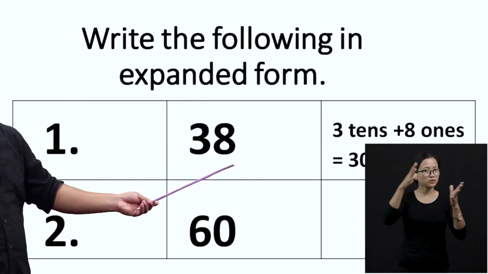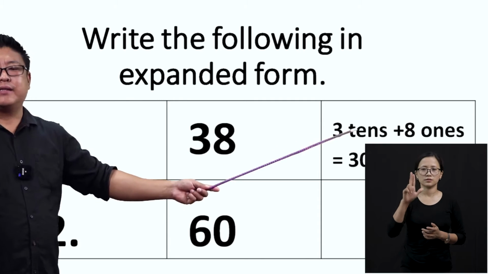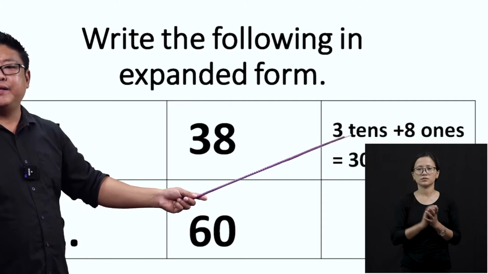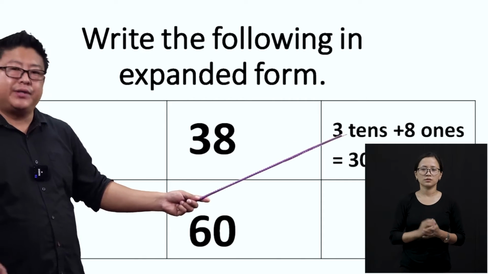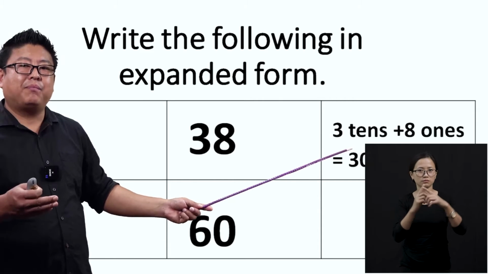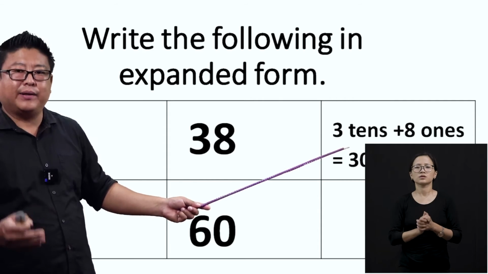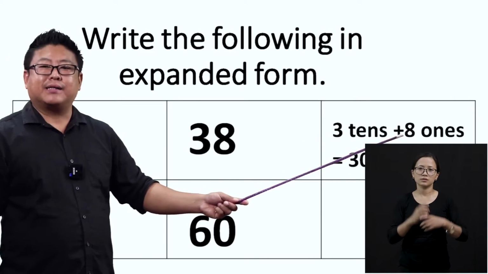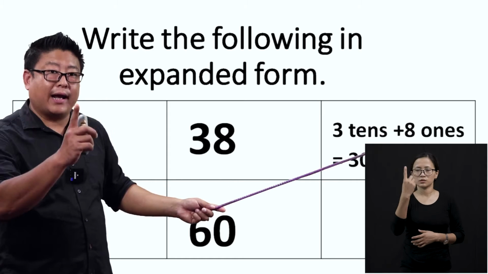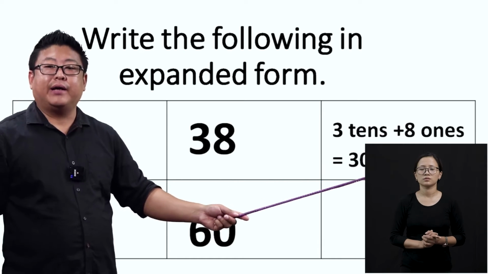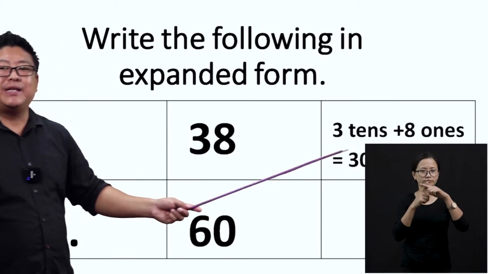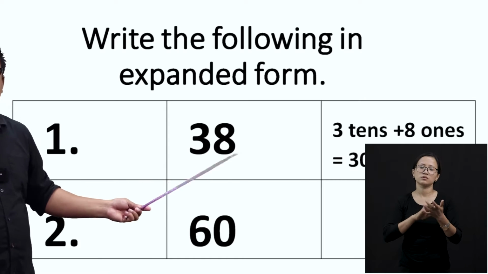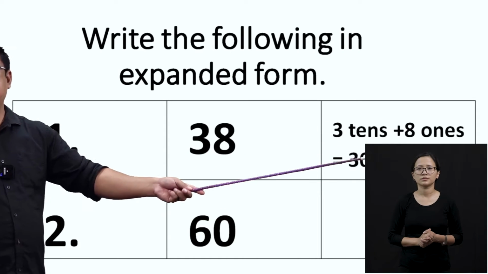3 tens is simply 30. 3 tens means 10 you add 3 times. If you add 10 plus 10 plus 10, you get 30. So 3 tens you get 30, plus 8 ones. You have only one eight, so we are writing it as plus 8. So this is the expanded form for 38. The expanded form is 30 plus 8.